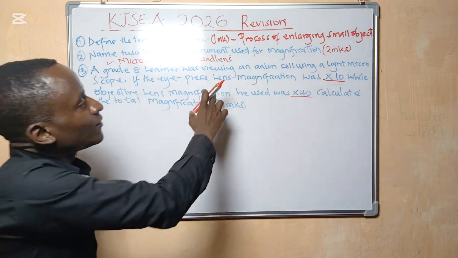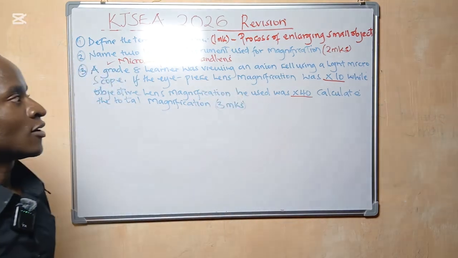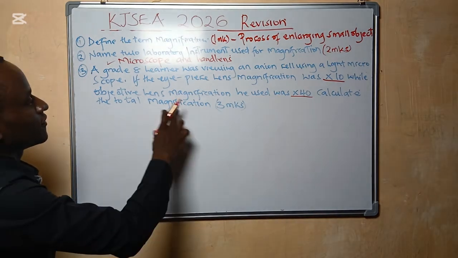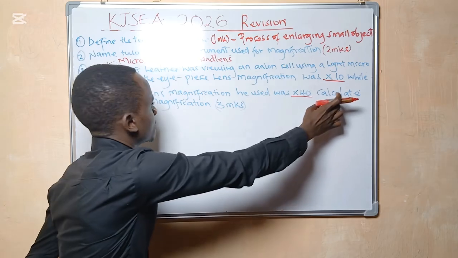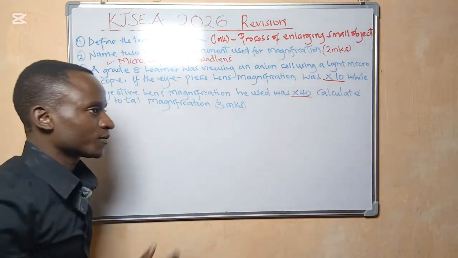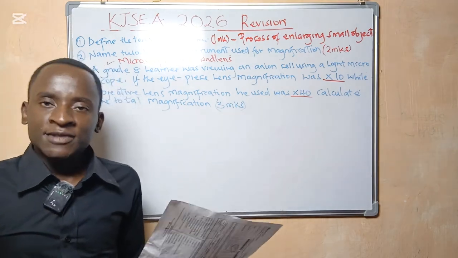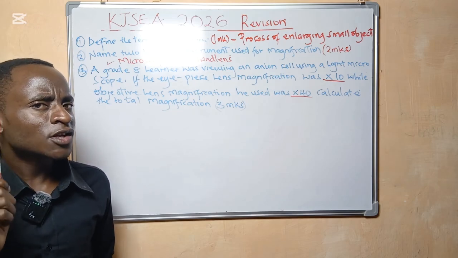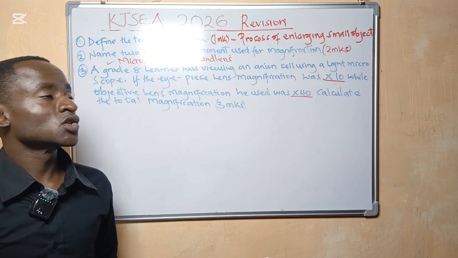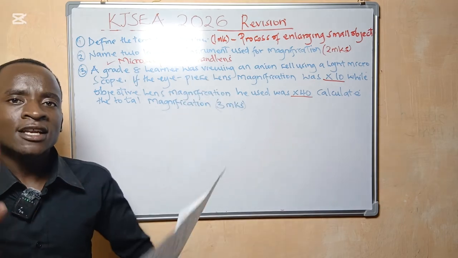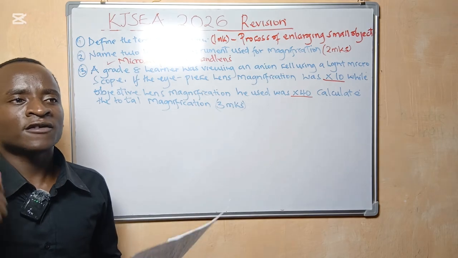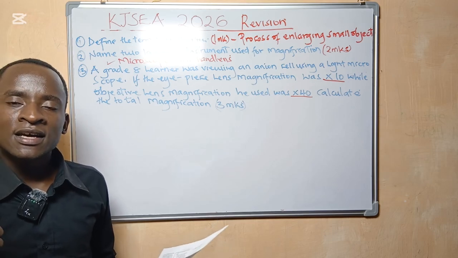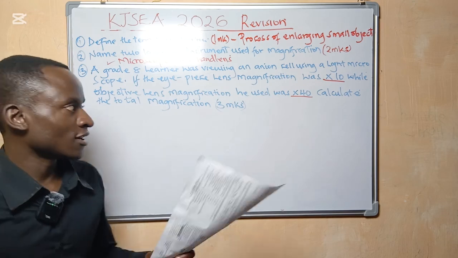Now, we're being told that the eyepiece lens of that microscope was times 10. Then the objective lens magnification used was times 40. Then we are supposed to calculate the total magnification. Let me remind you, when it comes to calculation in integrated science, the first thing to do is to write the formula. For any calculation in integrated science, the first thing to do is to do what? To write the formula. Now, how do we get the formula of the total magnification?